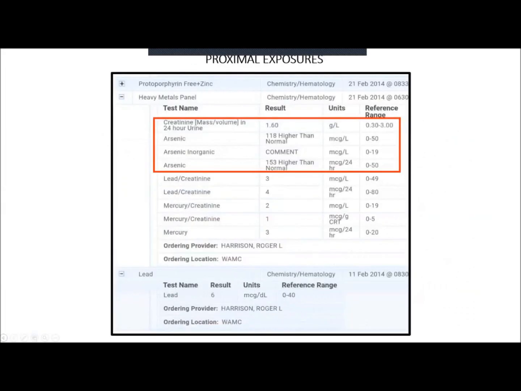Looking at arsenic on a different lab after shooting again, you can see at the bottom, lead was at 6 micrograms per deciliter. And at the top, the arsenic is off the chart, 3 times over the reference range. So it's in the munitions, it's in the environment. If you test people, you'll find it.